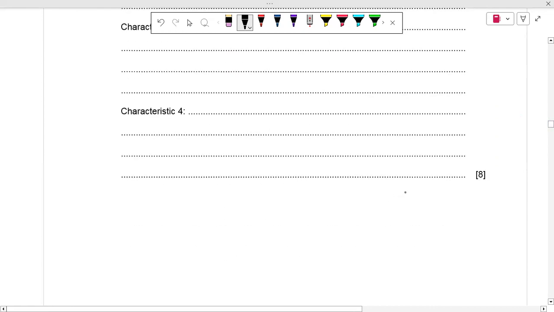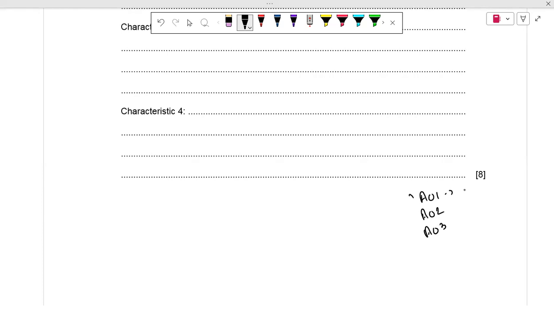Okay, so in this particular part, what type of assessment objectives will we check? Basically, AO1, AO2, and AO3. So AO1 is your knowledge point, AO2 is your application point, okay, and AO3 is your analysis point. So it means that when we are talking about the knowledge, we will define or name the characteristics: number 1, number 2, number 3.